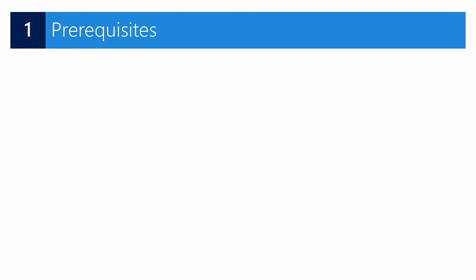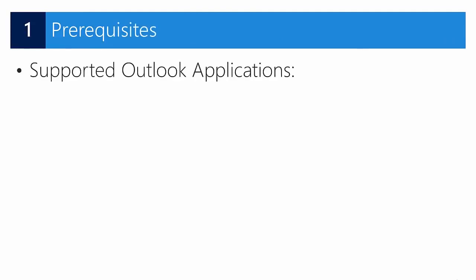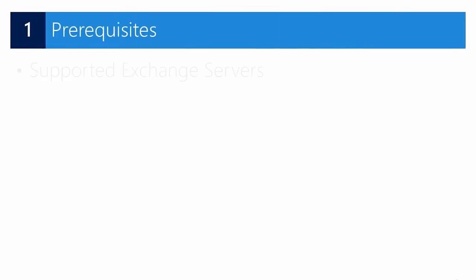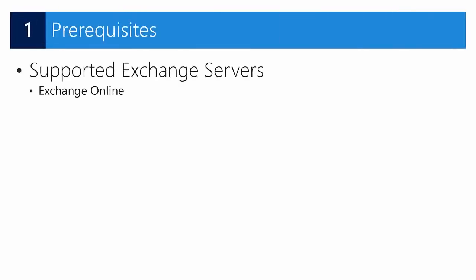Then in order to be able to use Outlook, these are the supported Outlook applications: version 2013 or later. You can use the web application, and you can use it of course on your iPad, your iPhone and your Android device. You also need to be able to make the connection to an Exchange server, and you can connect to Exchange Online if you would like to do that.